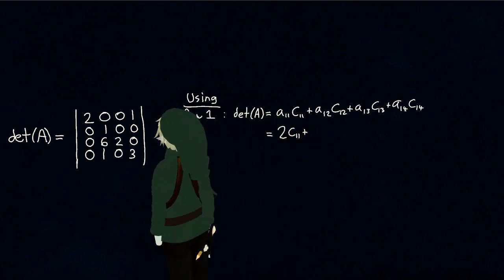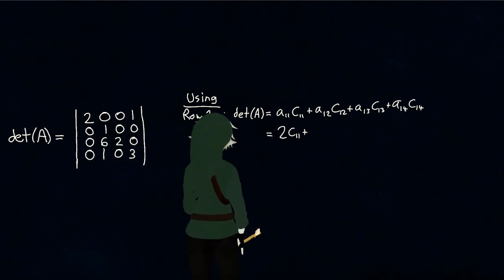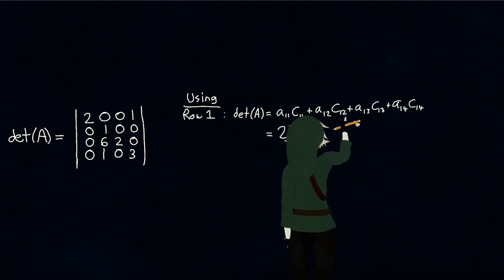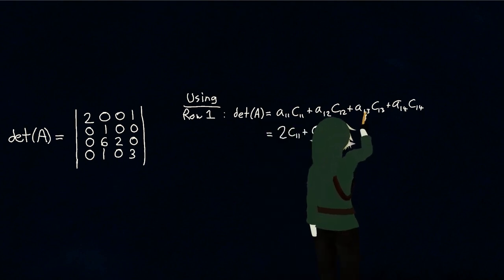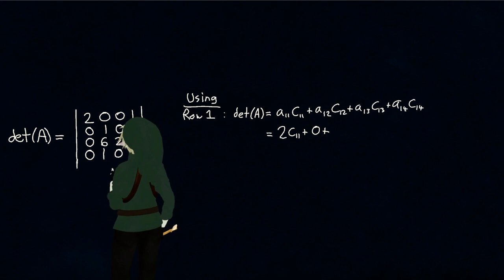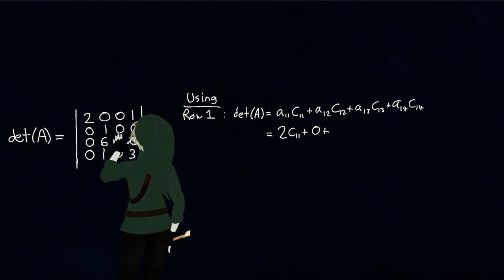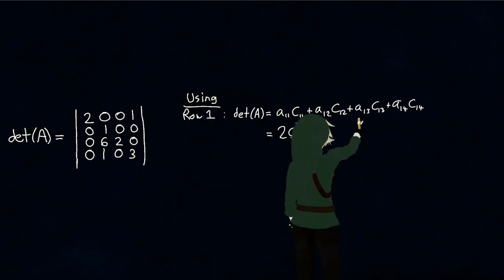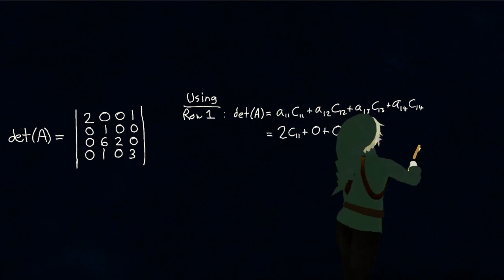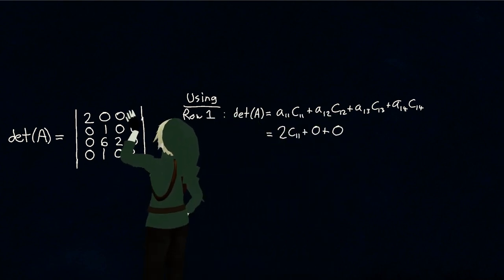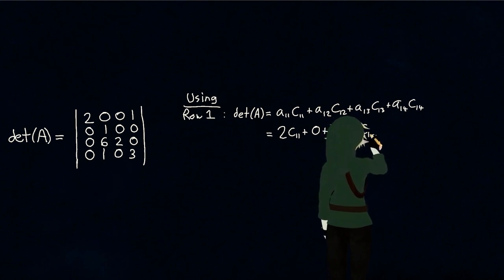What is our entry for A12? A12, that's row 1, column 2, oh, that's a 0. So if this entry is 0 and we're multiplying by 0, that's just 0. A13, again, is still row 1, but now it's column 3. That's also a 0, so when we multiply that, that's 0. How about A14? A14 is here. That's a 1, so that means that we have C14.